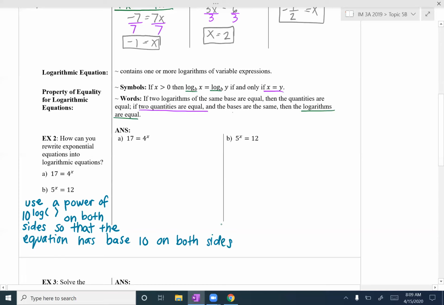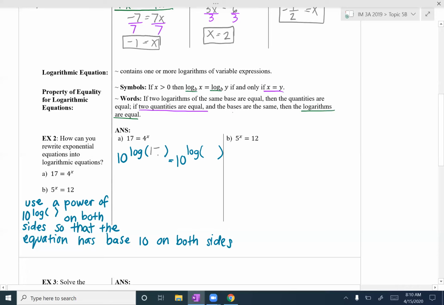So I see that I have 17. 17 is a prime number. I cannot make that as a power of 2, right? Because 4 is 2 squared. And so I'm stuck with this, and I cannot change it the way that we did in the previous example. So what I'm going to do is use this idea that if I take 10 to the log of base 10, so I'm looking at a common log of both sides, think about it as though I was exponentiating it like we did when we were solving equations back in one of the previous lessons.